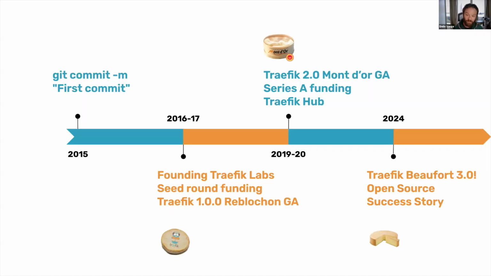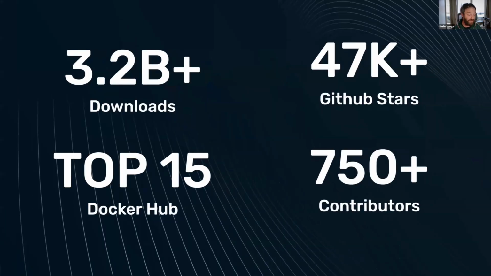Finally, today, in 2024, we release the third major version of Traefik, Traefik 3. I also want to get back to the crazy numbers of Traefik's traction, because it's really an open source success story. More than 3 billion downloads, 47,000 stars on GitHub. It's in the top 15 most downloaded projects on Docker Hub, which is kind of mind-blowing. And most importantly, more than 700 contributors so far on the project. So clearly, it's not a project managed by a company, but a community project, and anybody can have some impact on it. I'm super proud of that.